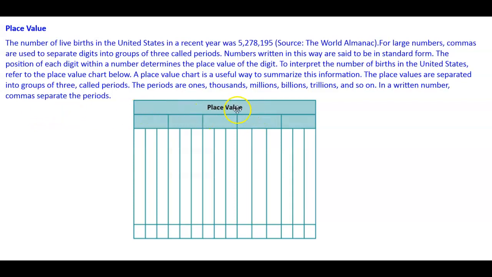So if we take a look at the place value chart, on the top we have the group that represents ones. Within that period of ones, we have ones, tens, and hundreds. Now the next period is thousands. Here again we have the thousands, 10,000s, and 100,000s. The next period is millions. So we have millions, then 10 millions, and the next one is 100 millions.